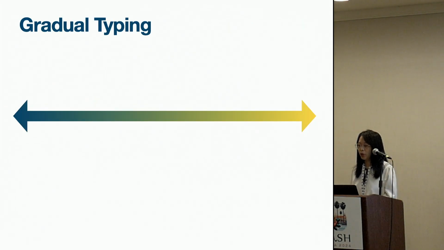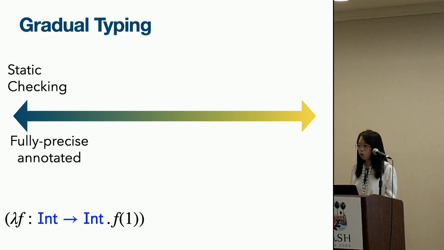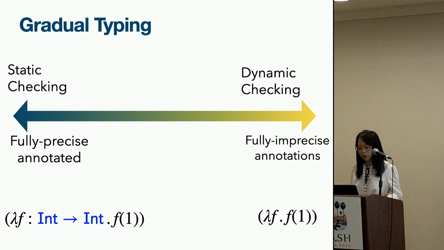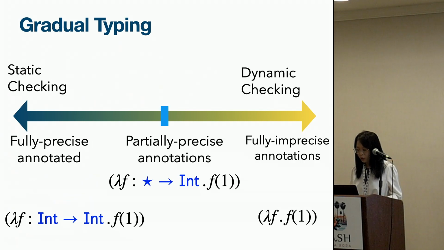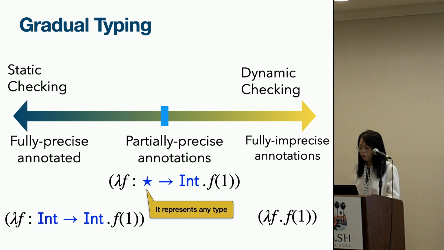So to address this, we can follow the gradual typing approach, which combines static checking with dynamic checking, and you can move from fully annotated programs to programs with no annotations. So you can have here, for instance, on the left, a lambda that takes a function from int to int, fully annotated. And on the right, you have the same lambda without an annotation. And now with gradual typing, you can have partially annotated programs. So you have a lambda that takes a function from anything to int. So the input can be any type.